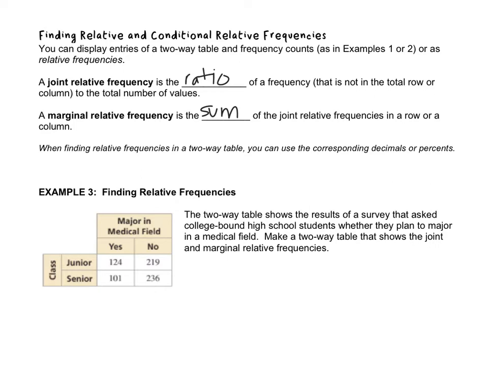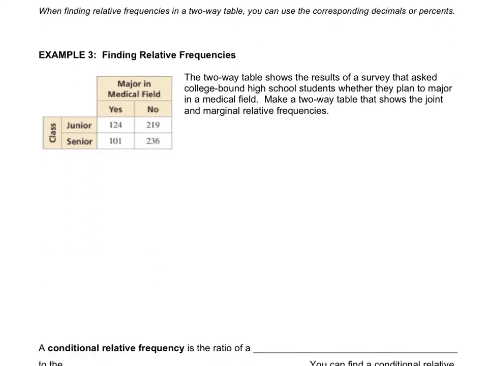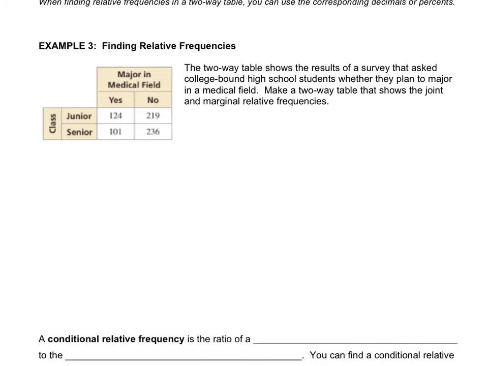So let's look at that in example 3. The two-way table shows the results of a survey that asked college-bound high school students whether they plan to major in a medical field. Make a two-way table that shows the joint and marginal relative frequencies. So what we have here is this standard two-way table. I shouldn't say it's boring, but it's just the standard two-way table. But what we want to know is, how does this compare?